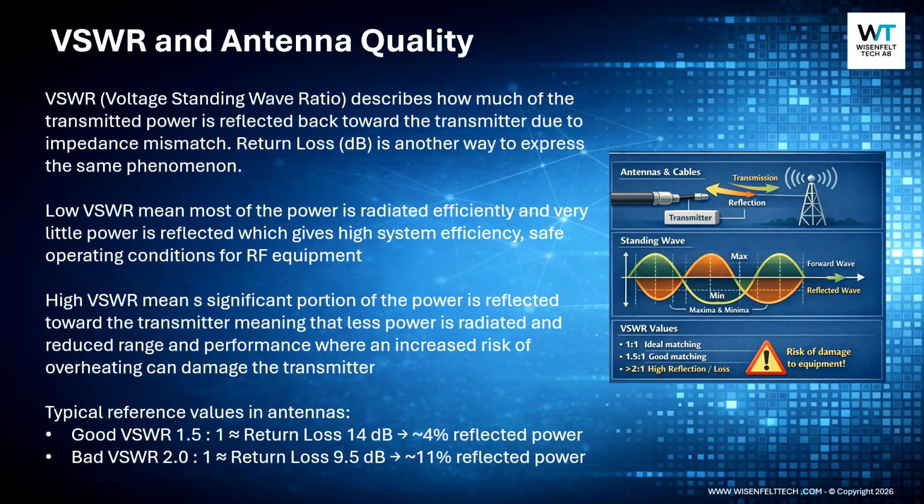Imagine sending power down a cable toward an antenna. If the antenna is well matched, most of that power flows smoothly out and is radiated as a radio signal. Only a very small amount is reflected back. This is called low VSWR. With low VSWR, the system works efficiently. You get good range, good performance, and safe operating conditions for the RF equipment.